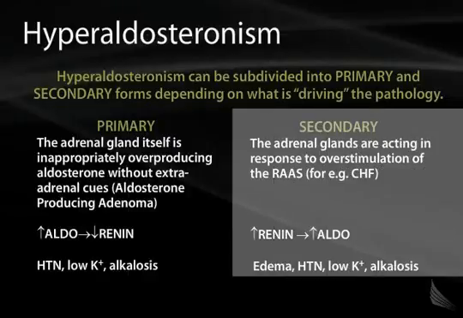In contrast, secondary refers to a consequence of some other process that's driving the pathology. So in this case, the adrenal glands are responding to something, in this case an overstimulation of the RAA system. A classic example of overactivation of the RAA system would be something like CHF. So in this case, the primary driver is in fact an increase in the renin, which then increases aldosterone, which then subsequently leads to similar clinical manifestations, which is again hypertension, hypokalemia, and alkalosis, but in this case you will also have edema.